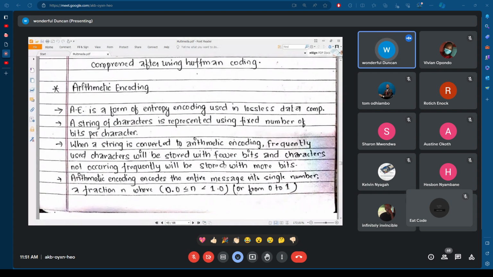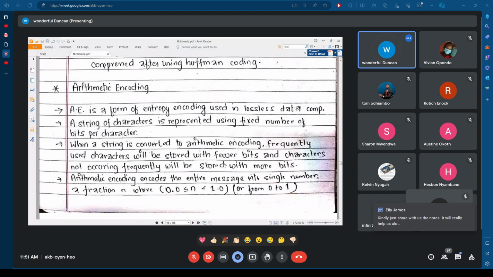Arithmetic encoding encodes the entire message into a single number, a fraction n where 0.0 is less than or equal to n, or less than 1, or from 0 to 1. Just like that. That one I don't have an example of that one.